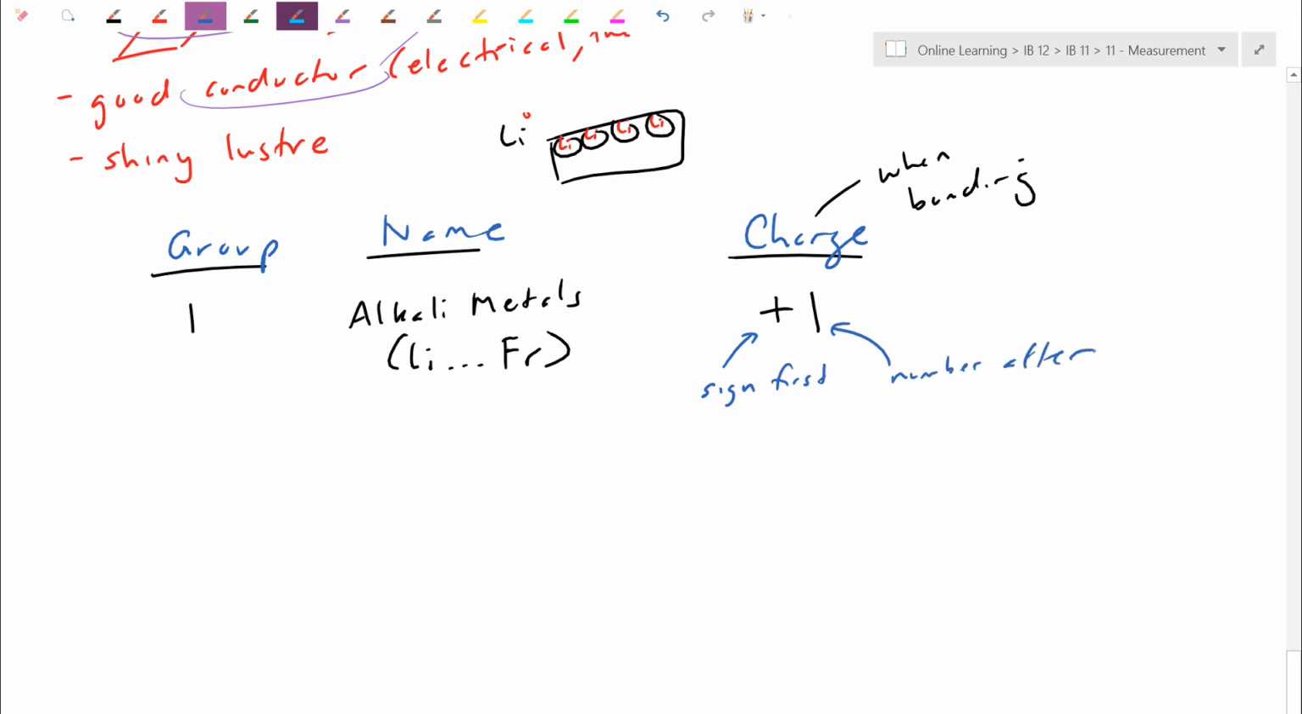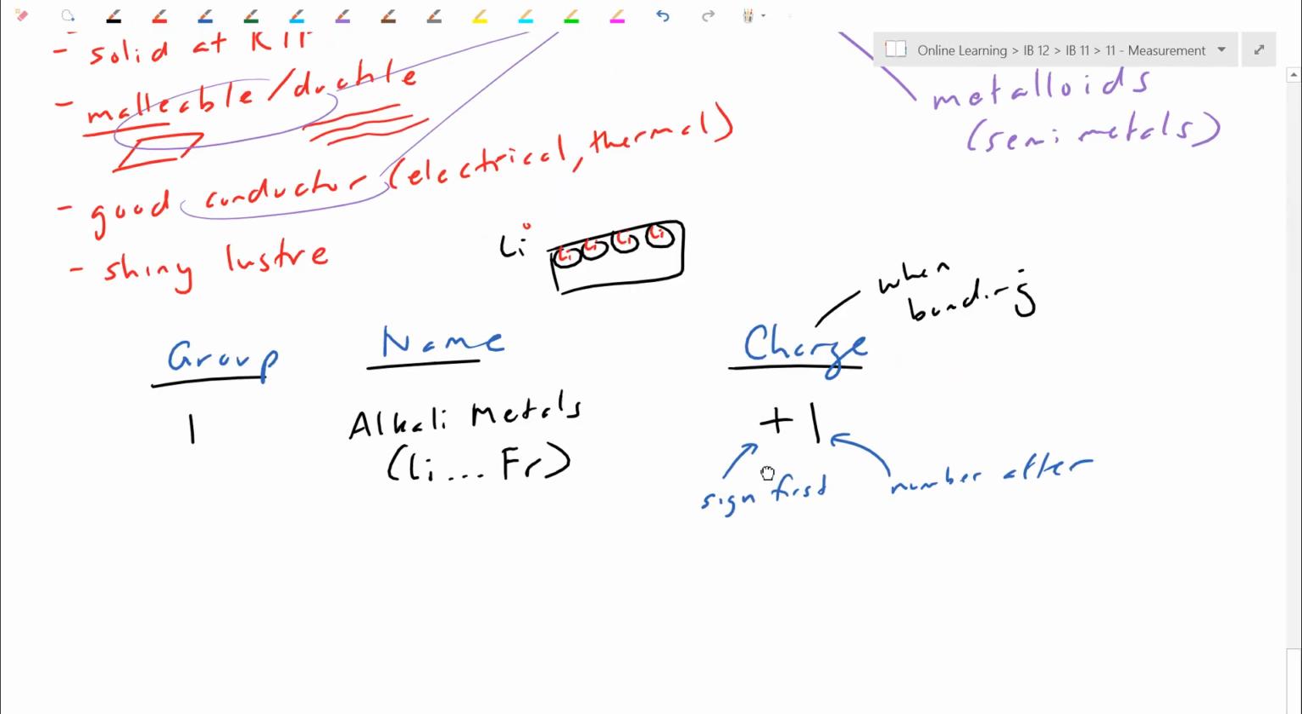Again, in most cases, it doesn't matter. +1, chemists are even lazy. They might even just say plus. If it's just a plus here, that is indicative that it's just 1. Let's move on to the next group here.